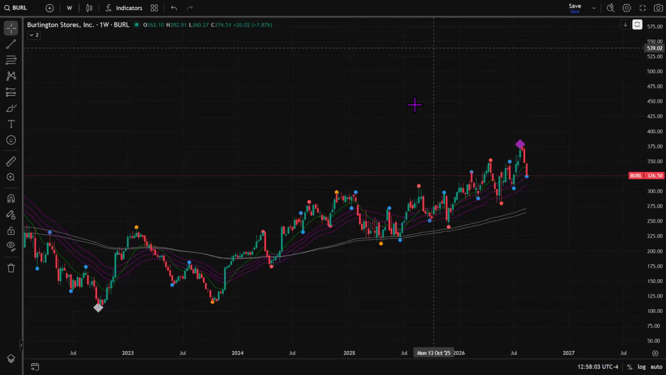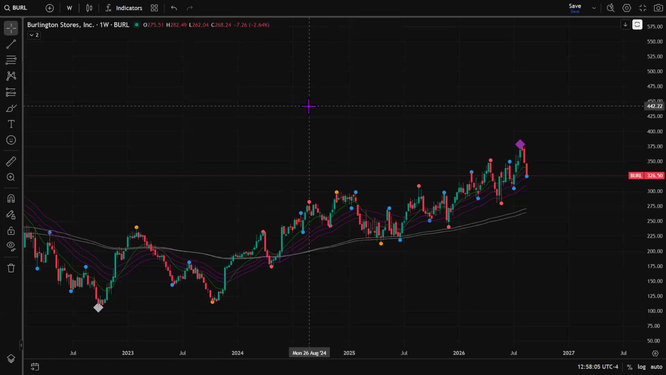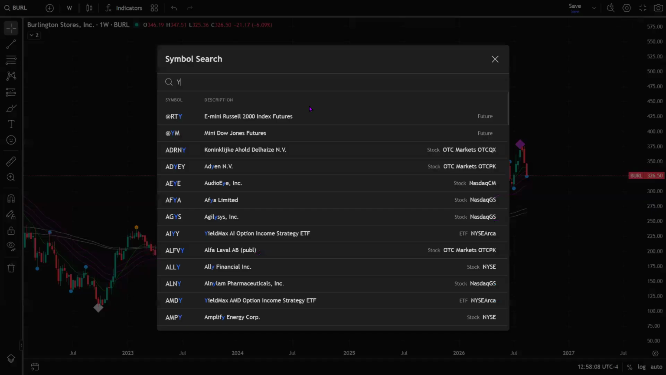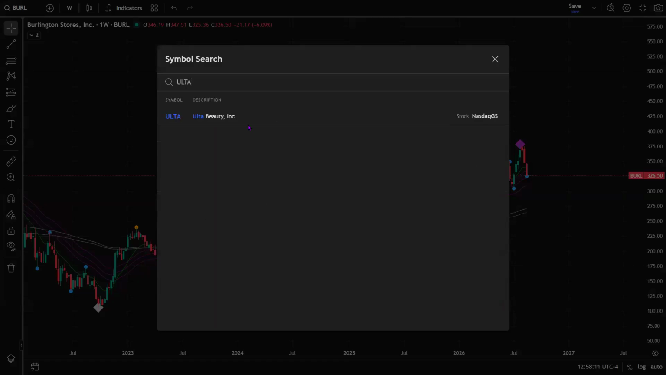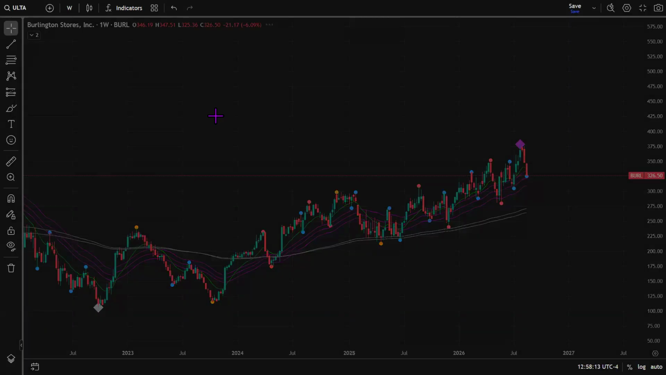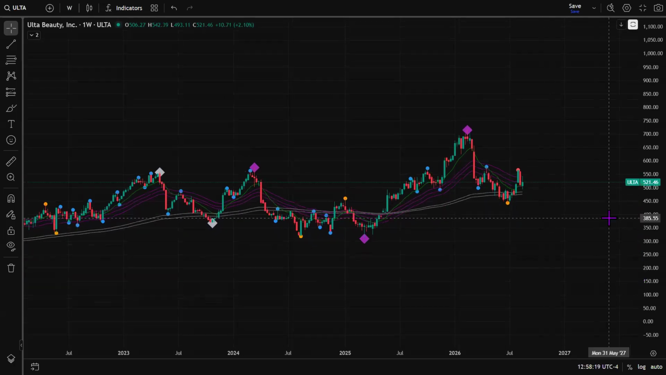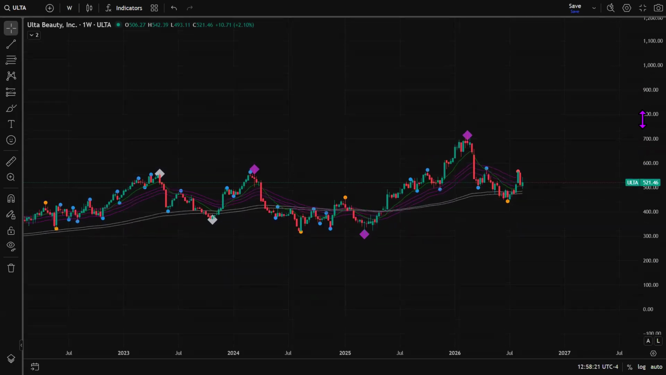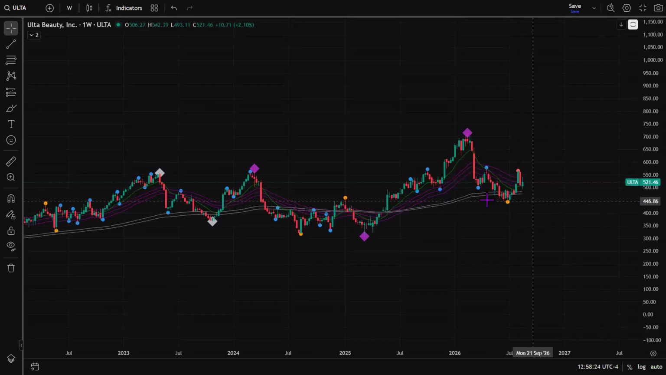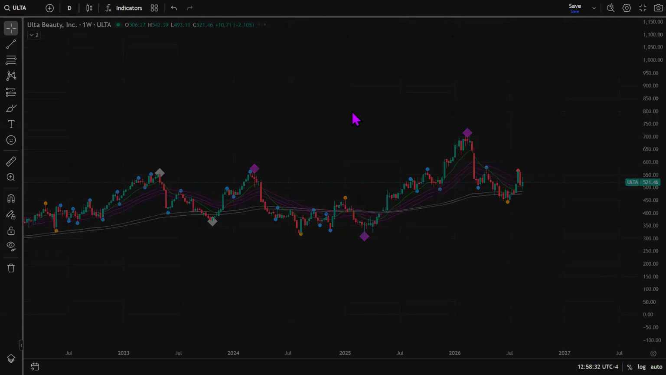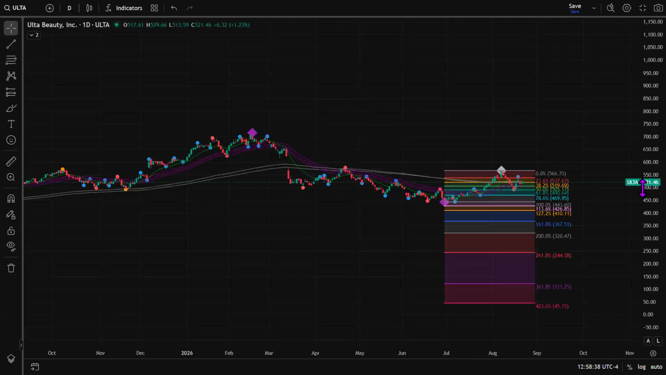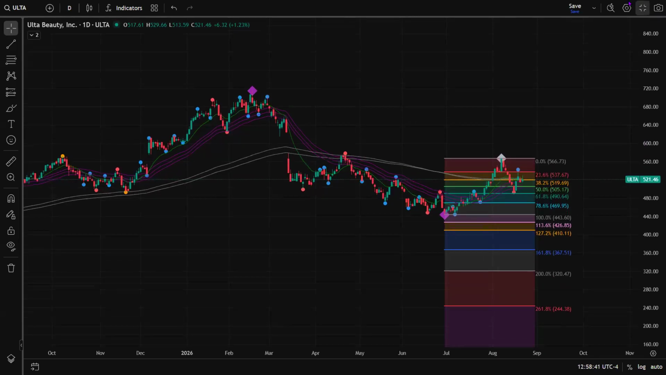Alta. Why don't we look at Alta? All of these earnings are coming out this week. Alta Beauty. It's an expensive stock, though. The weekly is in an uptrend currently. And the daily is in a downtrend.